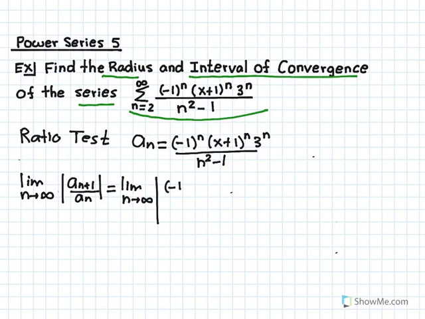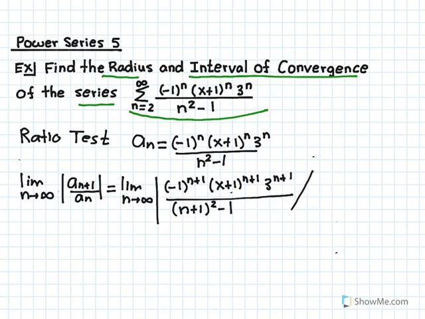So we get negative 1 to the power of n plus 1 times x plus 1 to the power of n plus 1 times 3 to the n plus 1 divided by n plus 1 squared minus 1, all divided by the a sub n term, that's negative 1 to the power of n, x plus 1 to the power of n, times 3 to the n, divided by n squared minus 1. Alright, so we're going to simplify this.